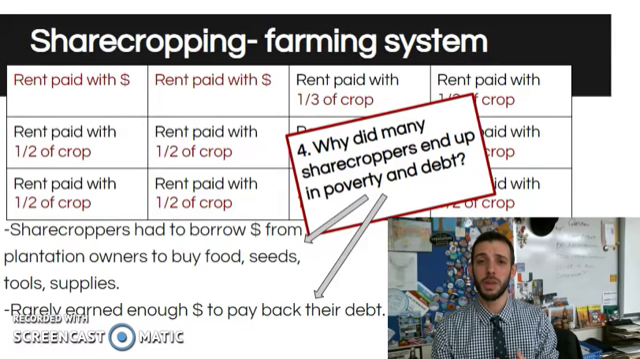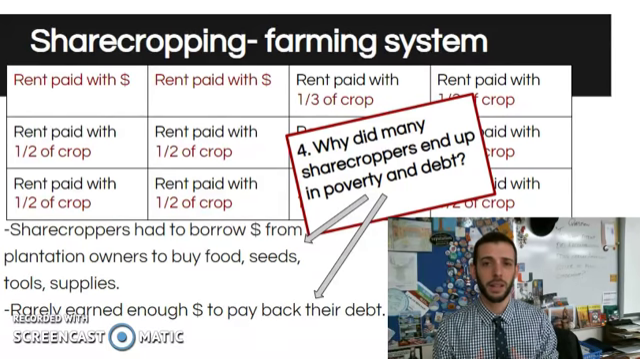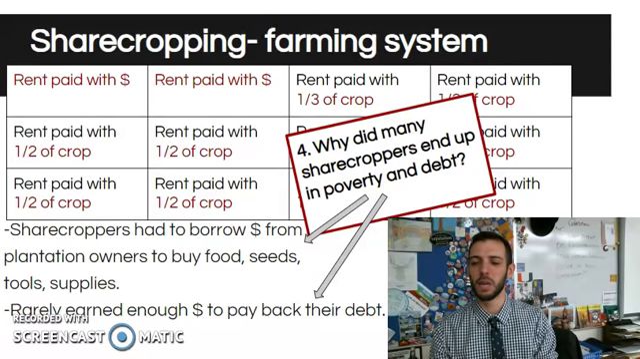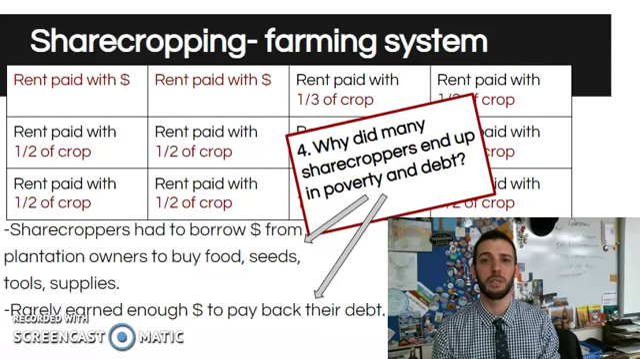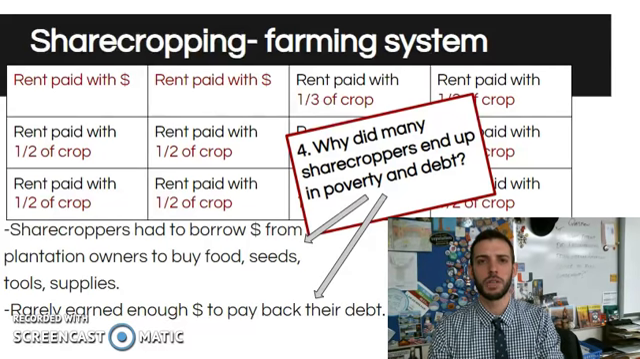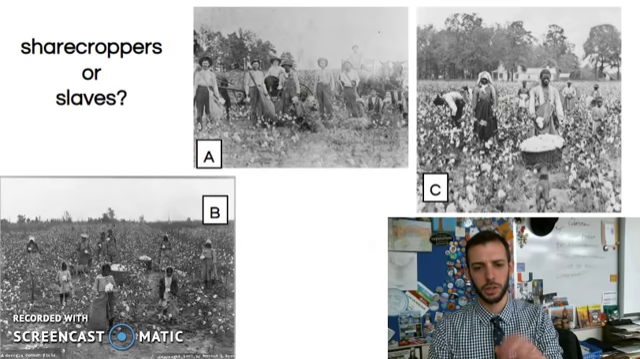So some people say that this is somewhat of slavery by another name. Those former slaves could not leave that land until they paid off that debt. And they were never going to be able to pay off that debt because that farmer, that landowner, that plantation owner did not want them to ever pay off that debt. So sharecropping leads a lot of sharecroppers into poverty and further debt. Let me illustrate this for you.